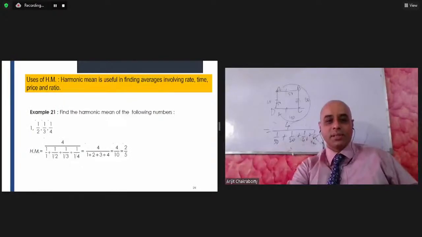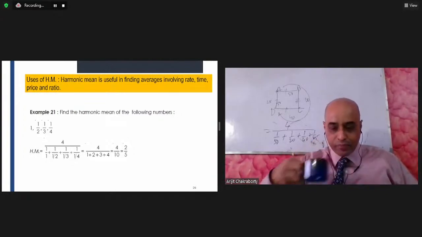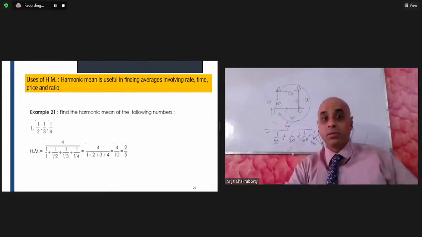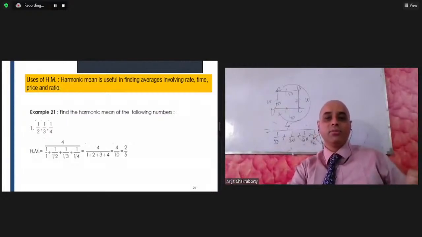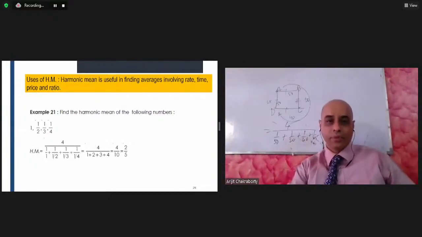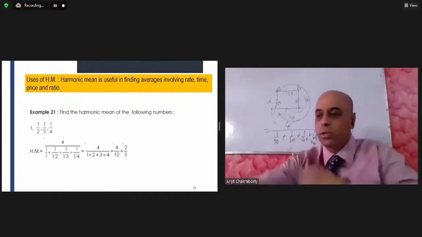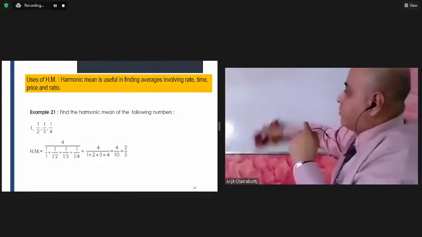Okay, let us try and see. Find the harmonic mean of the following numbers. Please note, I have written here in the orange background, harmonic mean is used in finding averages involving price, rate, time, ratio. And rate here means the rate of covering distance, which means speed. So here you can see the harmonic mean of the following numbers: 1, 1 by 2, 1 by 3 and 1 by 4. Very simple. We just take directly the numbers here and we can solve it.